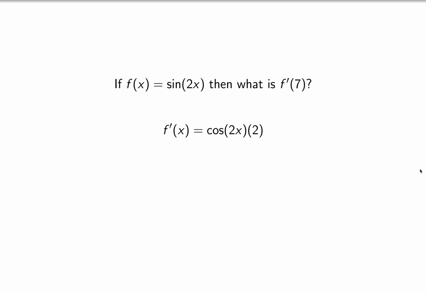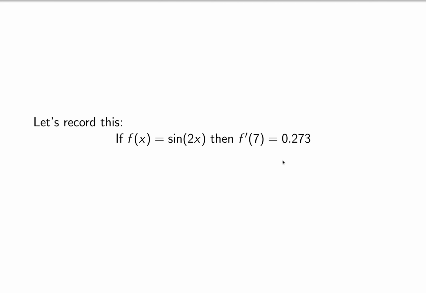So the chain rule says that the derivative of sine of 2x is going to be cosine of 2x, and then we multiply by 2, right? We multiply by the derivative of that inside function there. And then that's a formula for the derivative, that's f prime of x. And if we want to know f prime at 7, then we're just going to plug in a 7. So we're going to get cosine of 14 times 2, and I pulled out a calculator and I got 0.273. Right? So that's really good. And so let's record that. If our function is sine of 2x, then f prime of 7 is 0.273.